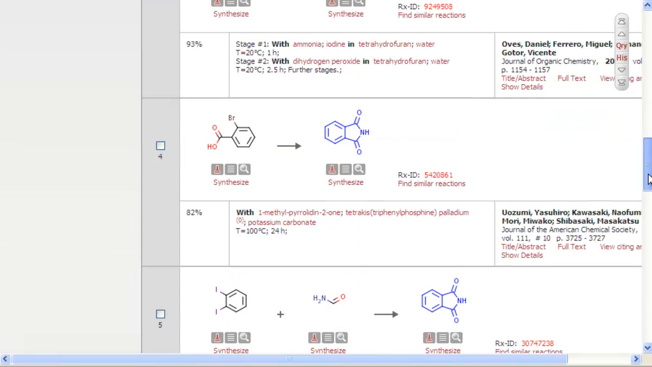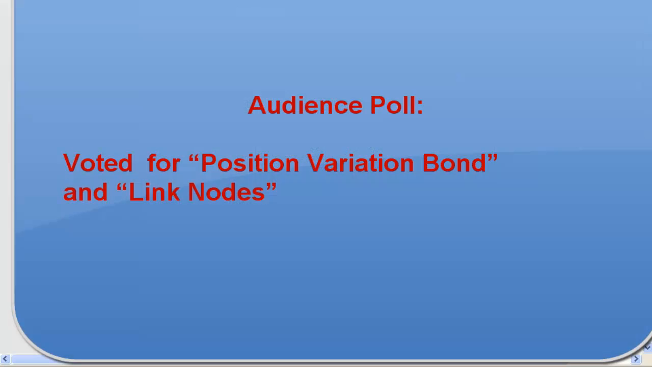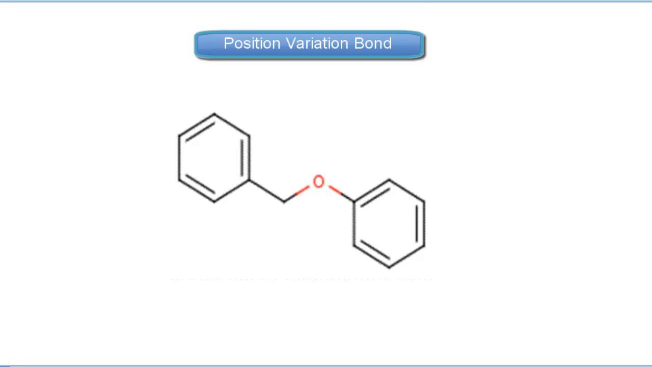After polling the audience, we found that most of you were interested in seeing examples of the position variation bond and link nodes. The position variation bond will let you find a substituent on a ring without specifying the location. I want an alkoxy anywhere on this ring, and on this ring, I want two substituents. One is an acid or ester, and the other is a hydroxyl or ether.